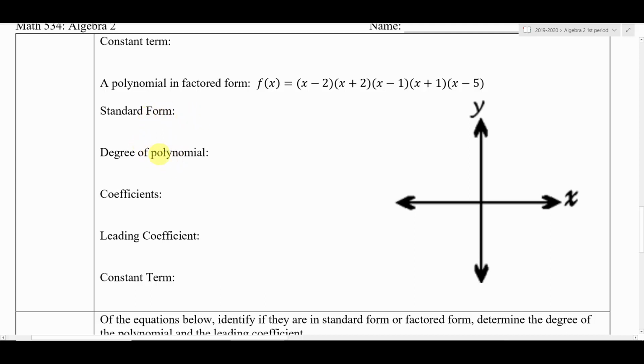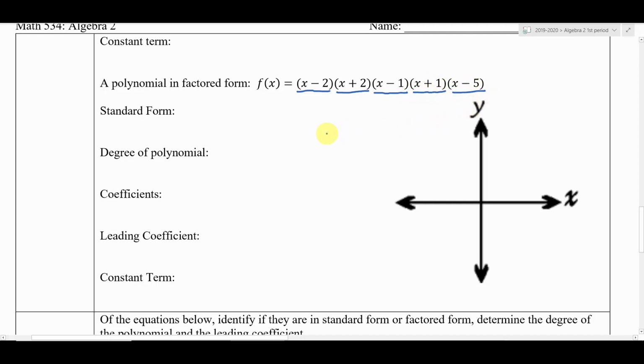The degree of the polynomial we can find out. Remember, we can determine the degree of the polynomial by looking at all of the factors. So this is a factor, x minus 2 is a factor, x plus 2 is a factor, x minus 1 is a factor, x plus 1 is a factor, and x minus 5 is a factor.